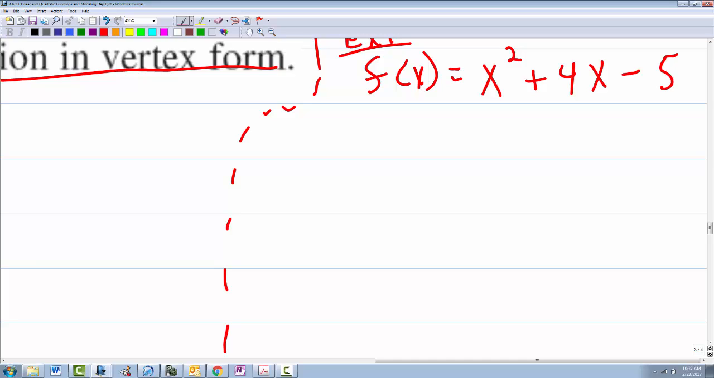Now, what's the vertex when we're in this form? The vertex is found by first doing negative b over 2a. Remember these notes back in regular Algebra 2? So, what goes up on the top? Negative 4 over 2 times what? 1. Negative 4 divided by 2 is negative 2.